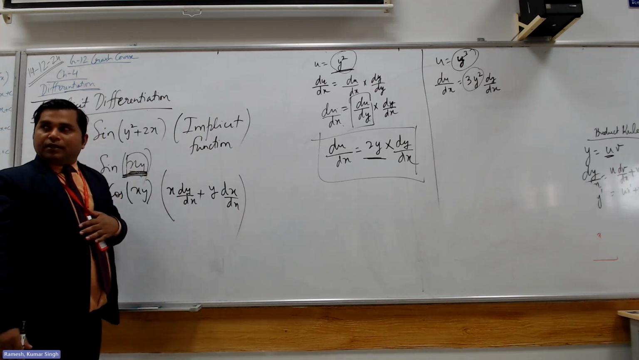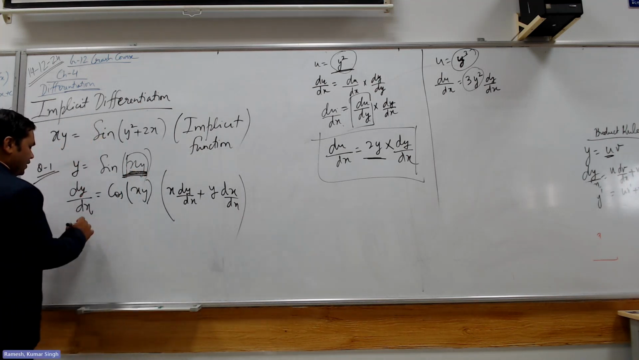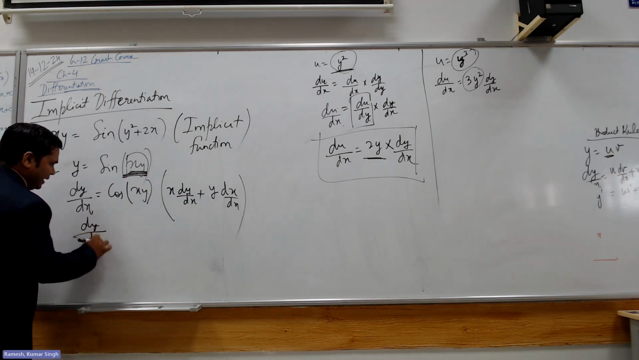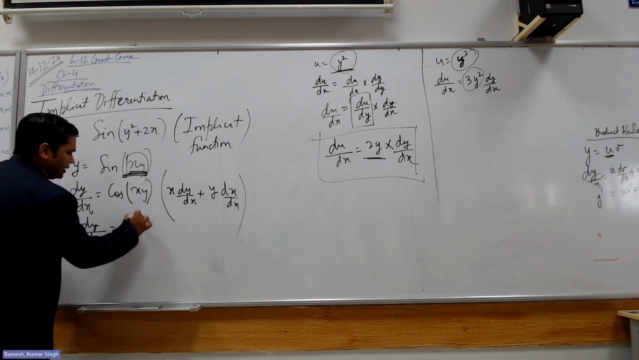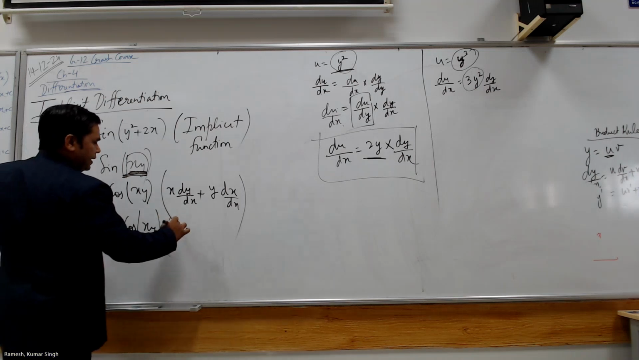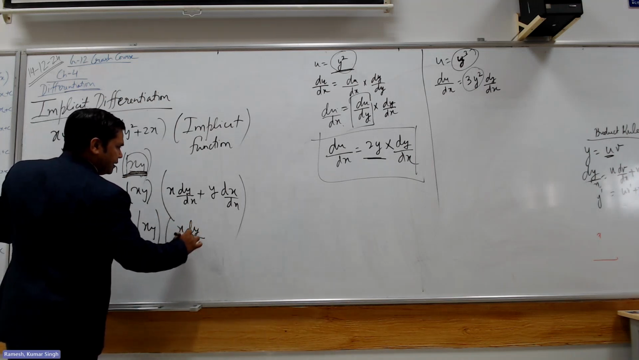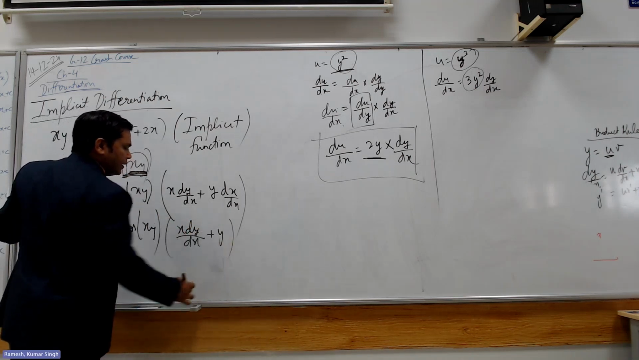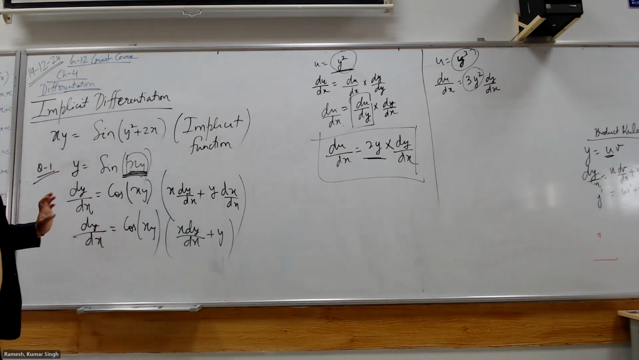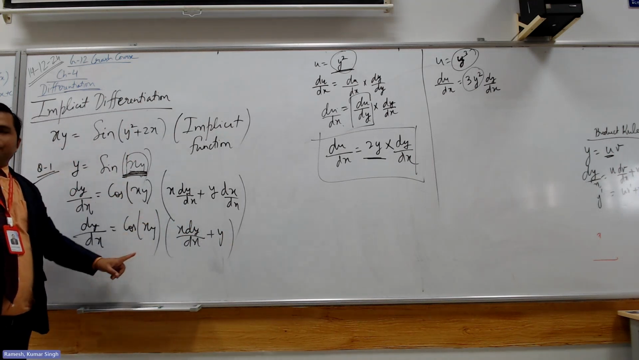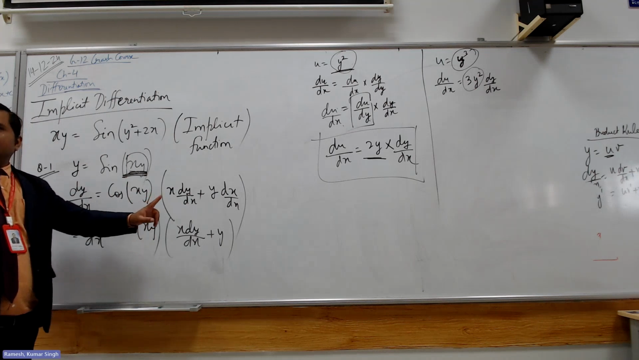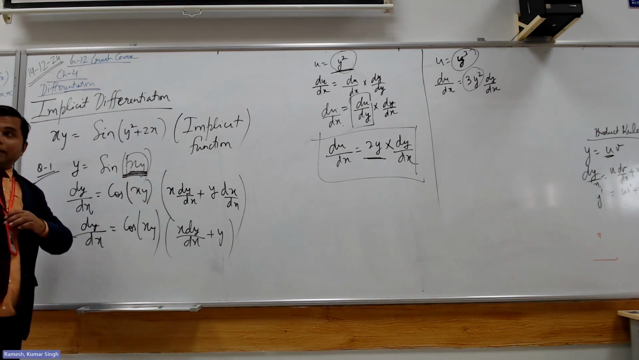Am I making sense or not? So what will it get? dy over dx equal to cos xy times x dy over dx plus y, right? Any problem in this step? Is everything 100% clear?